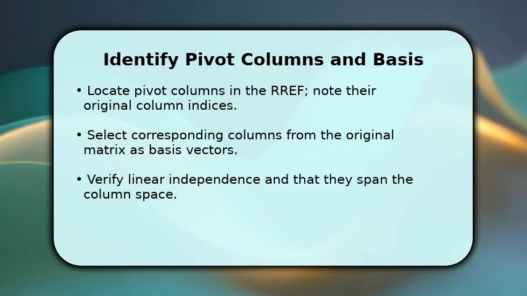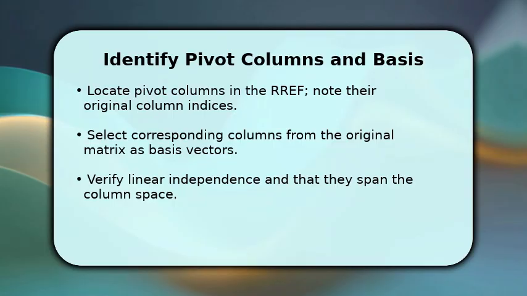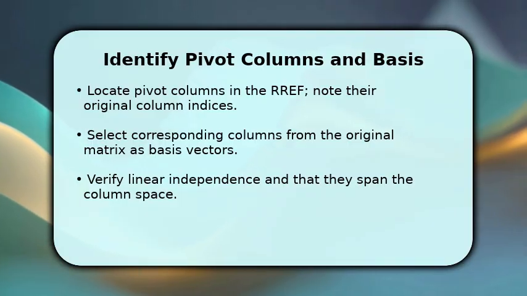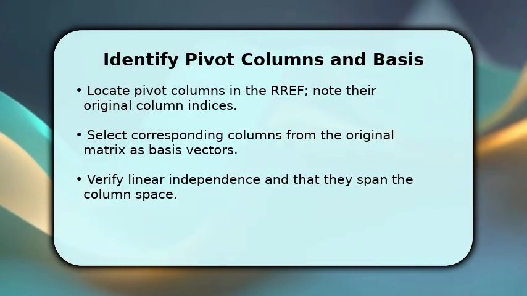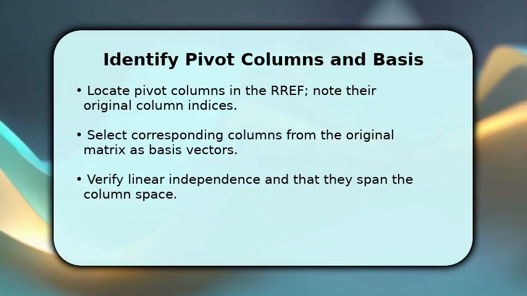Once the matrix is in RF, identify pivot columns and record their original column indices. These indices tell you which original columns form a basis for the image. You then extract those columns from the original matrix. Do not take columns from the RF. These extracted columns are your candidate basis vectors.